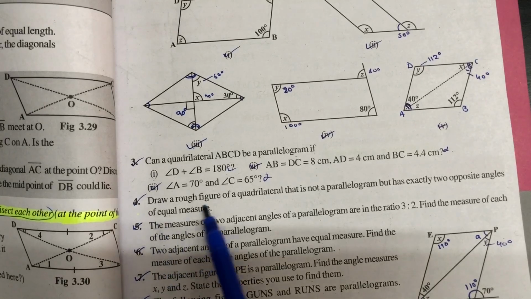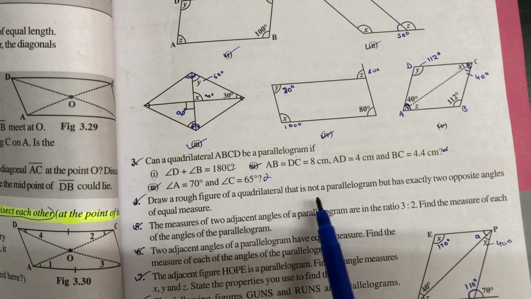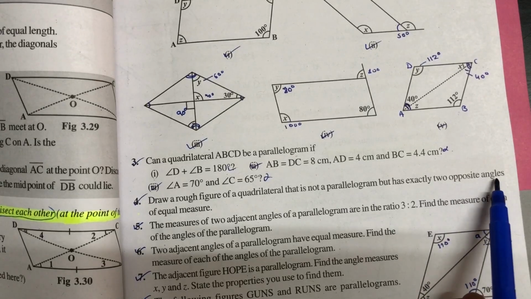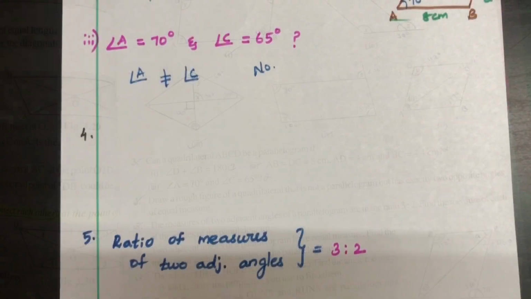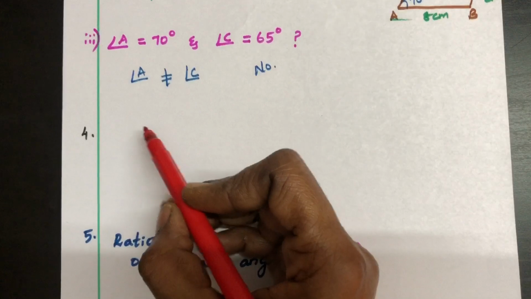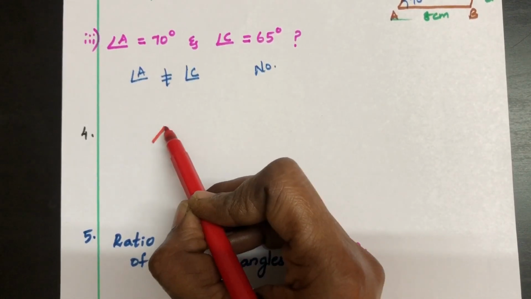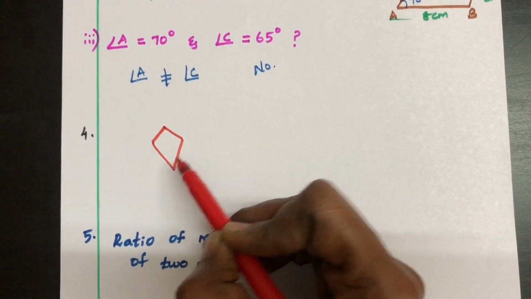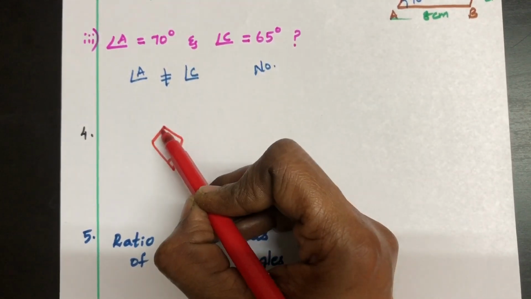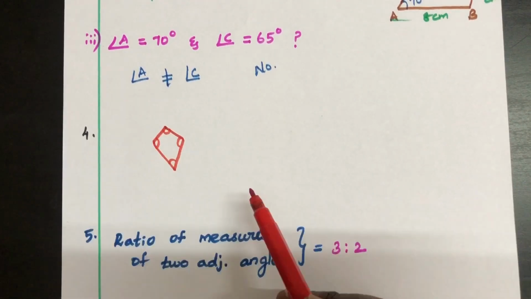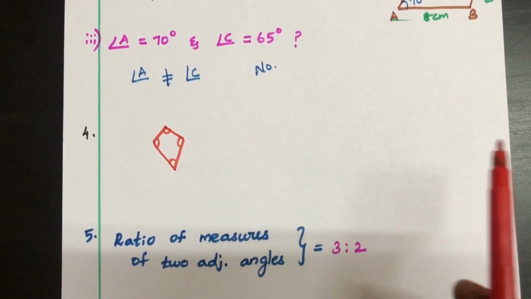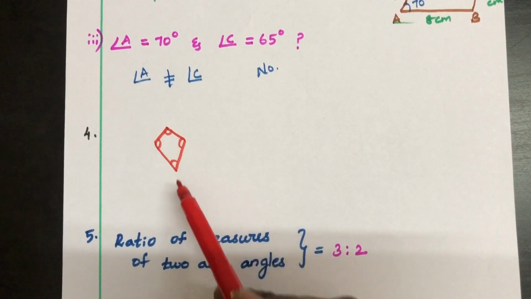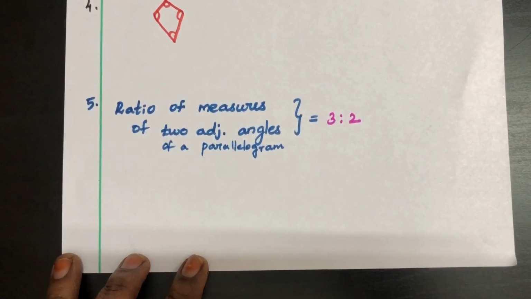Fourth question. Draw a rough figure of a quadrilateral that is not a parallelogram but has exactly two opposite angles of equal measure. Yeah, we can easily draw a quadrilateral which is not a parallelogram. Example: kite. For the kite, opposite angles are equal. So kite is the best example for a quadrilateral which is not a parallelogram but has a pair of opposite angles equal.